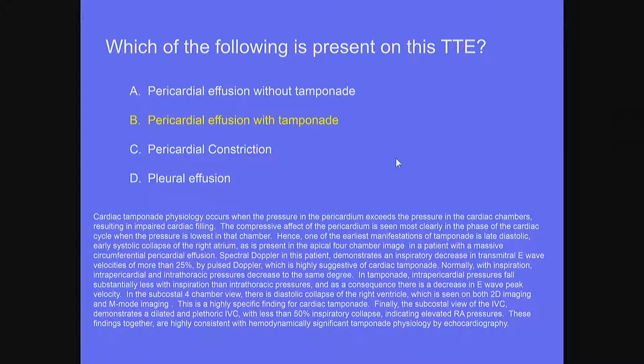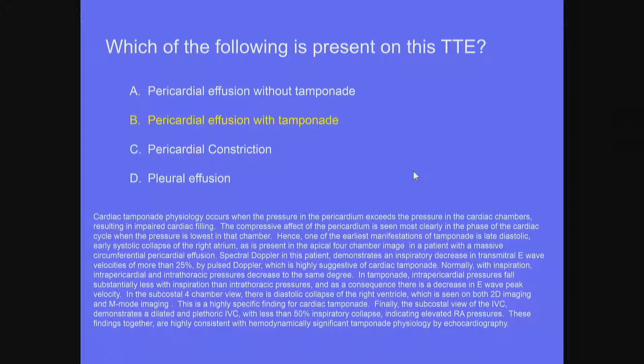Spectral Doppler in this patient demonstrated an inspiratory decrease in the transmitral E wave velocities of more than 25% by pulse Doppler, which is highly suggestive of cardiac tamponade. Normally, with inspiration, intrapericardial and intrathoracic pressures decrease to the same degree. In tamponade, intrapericardial pressures fall substantially less with inspiration than intrathoracic pressures, and as a consequence, there is a decrease in the E wave peak velocity.